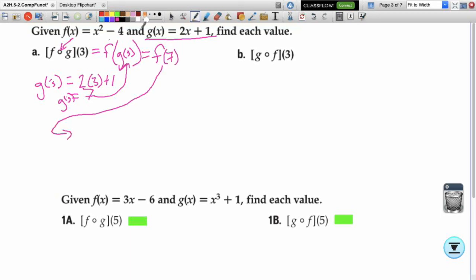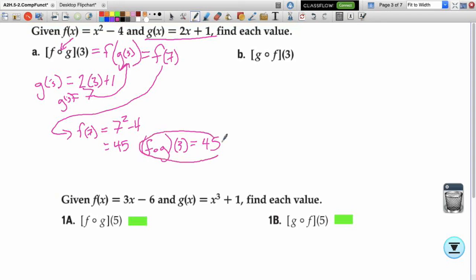I'm going to come to my f function and plug in 7. So to do f of 7, I'm going to have 7 squared minus 4. 7 squared is 49. 49 minus 4 is 45. So I get that f of g of 3 equals 45. And this is my answer. f of g of 3 equals 45.